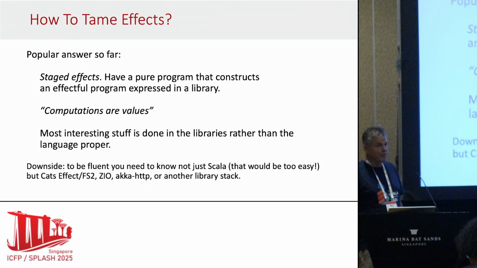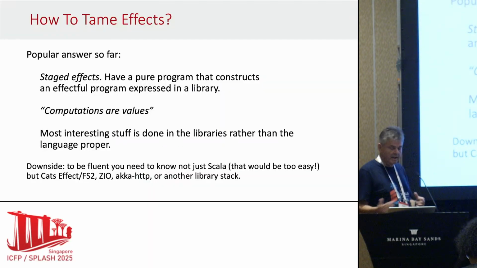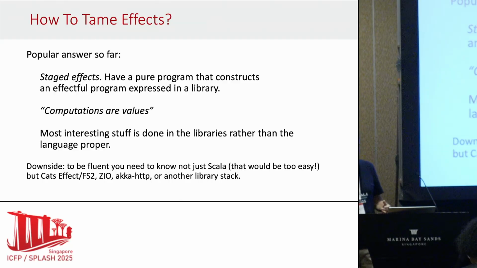So effects are, of course, a reality. We have them. So how do we tame them? And the popular answer so far is staged effects. So we typically have a pure functional program that constructs an effectful program expressed in a library. The slogan you hear about that is computations are values, and the constructing part is referentially transparent. So most interesting stuff, the stuff that actually does things, is done in the libraries rather than in the language proper. Libraries like that exist in Scala, like Cats Effect, FS2, ZIO, there are many others.